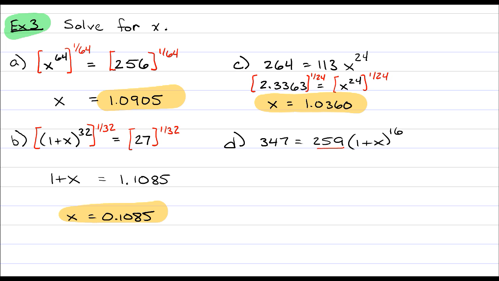And that's going to give me 1.3397 equals 1 plus x all raised to the 16th power. So now I need to take the 16th root of both sides, which I'll do by calculating the 1 over 16th power, and I'm simply going to plug this into the calculator.